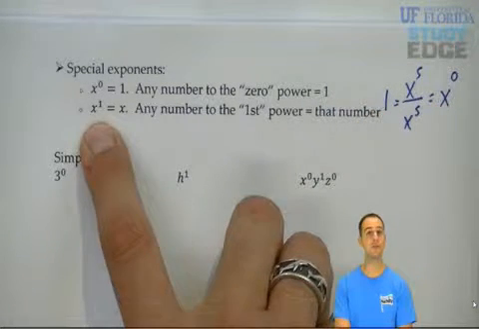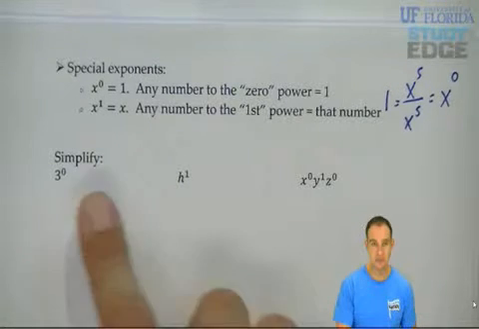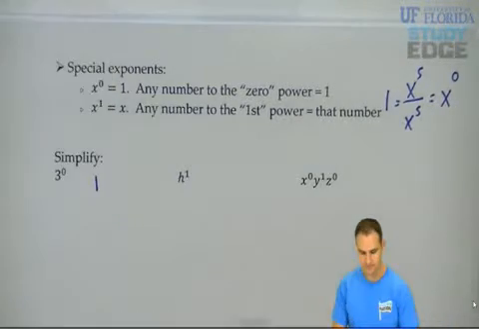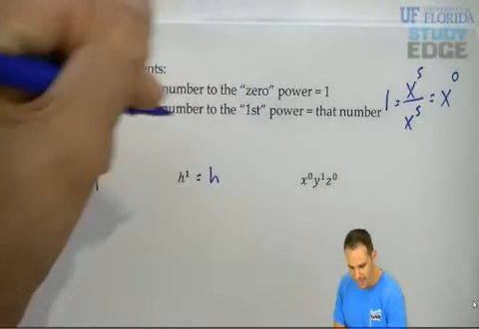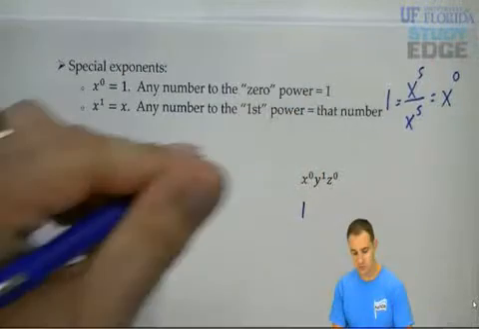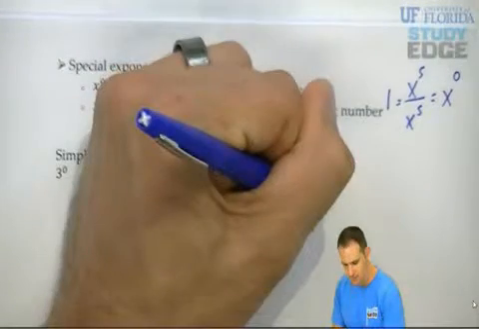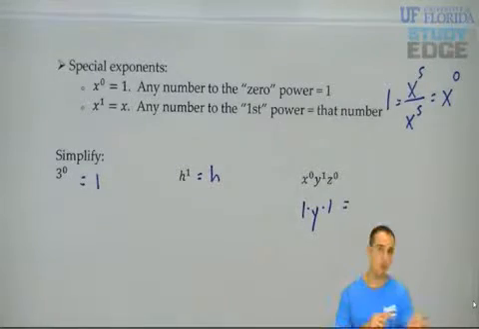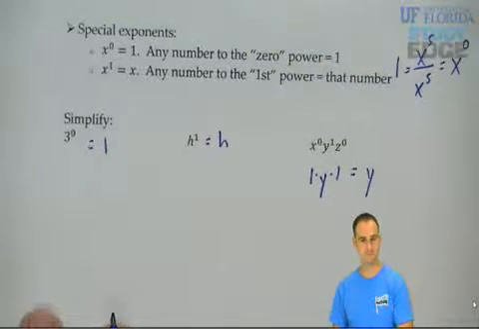And anything to the 1st power would just be that number, as we already discussed. So 3 to the 0 is 1. H to the 1st is the same thing as h. X to the 0 is 1. Y to the 1st is y. Z to the 0 is 1. 1 times y times 1 would just be y.